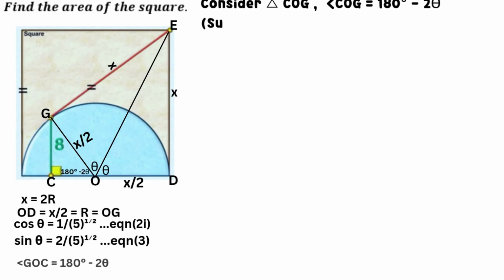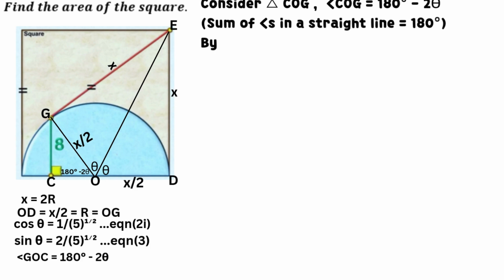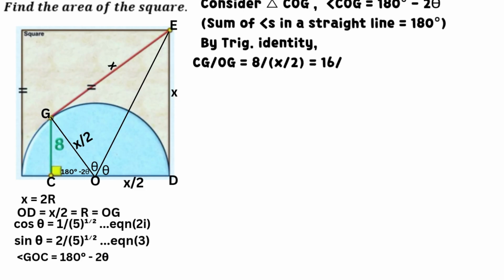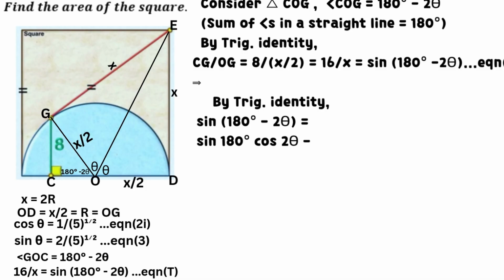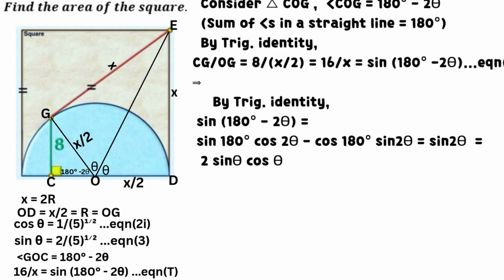Consider triangle COG. Angle COG equals 180 degrees minus 2 times theta. It is because the sum of angles on a straight line equals 180 degrees. By trigonometric identity, length CG divided by length OG equals 8 divided by half of x, which equals 16 over x. The result is equal to sine of 180 degrees minus 2 times theta. We call it equation 3.